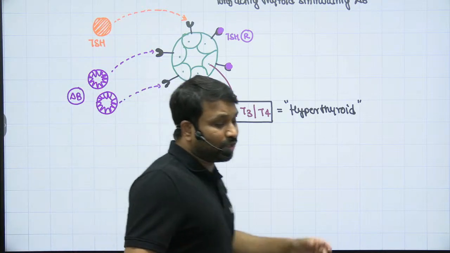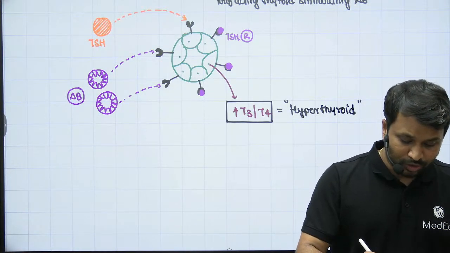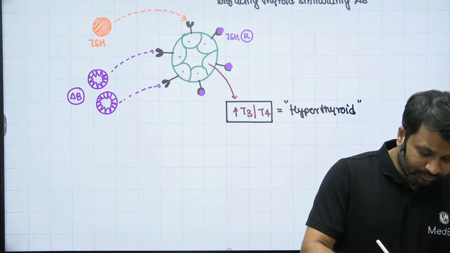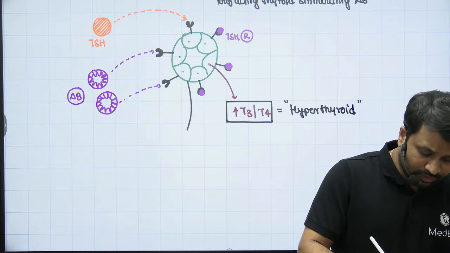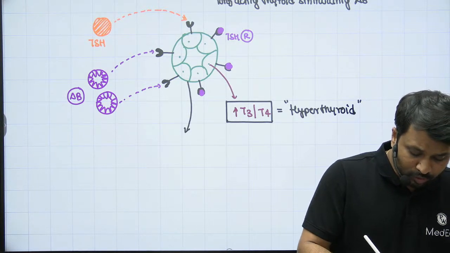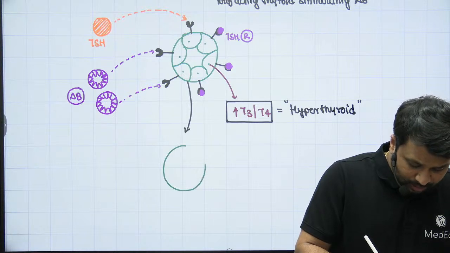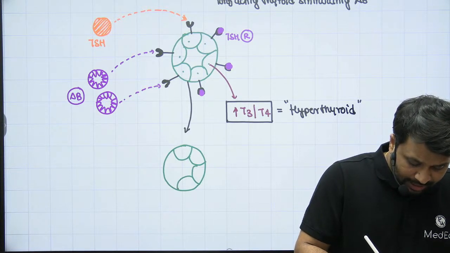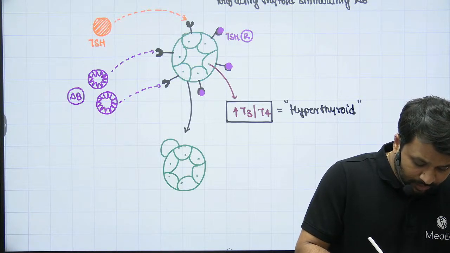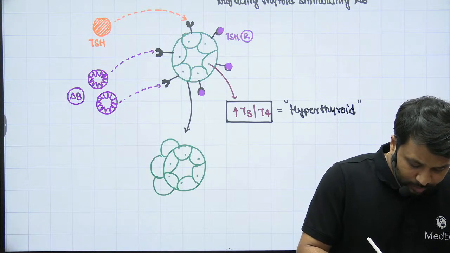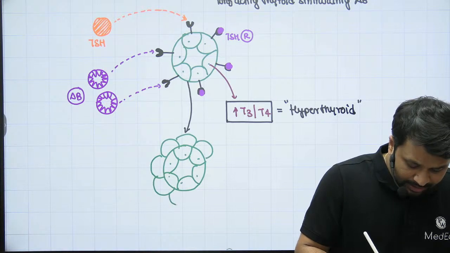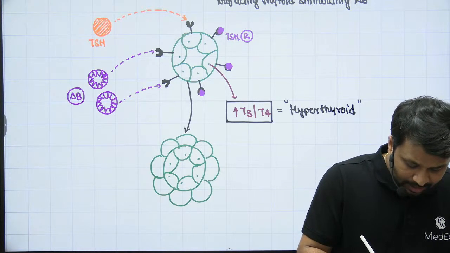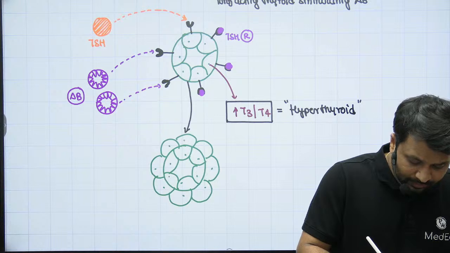Because these antibodies mimic the hormone, they are causing overstimulation of the thyroid follicle, and that overstimulation will promote growth. Initially there is excessive release of secretions, and as the growth continues, it is going to cause over proliferation. This over proliferation will result in hyperplasia, and this hyperplasia is under the influence of these antibodies.